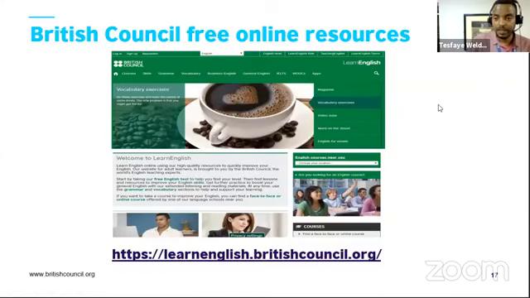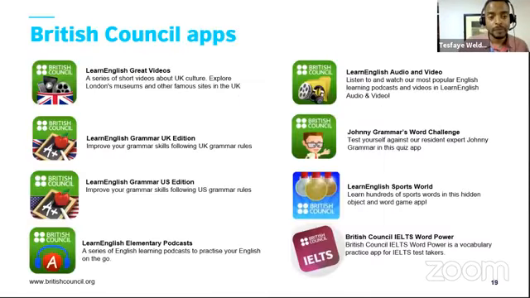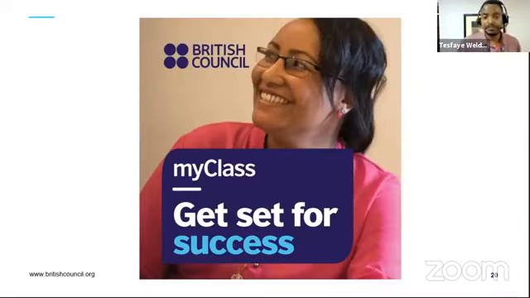You may also look at other links to our websites for kids, for teens, and something about the Premier League. If you want to use the English Premier League content, there is also a separate website for it with lots of activities. And we have a lot of applications. You can take a screenshot and find them in your app stores and download them, install them, and use them with a lot of practice activities, videos, audios, games, very useful stuff.